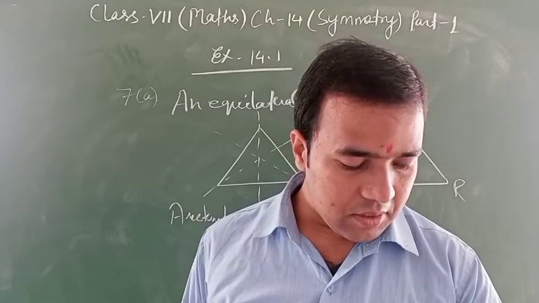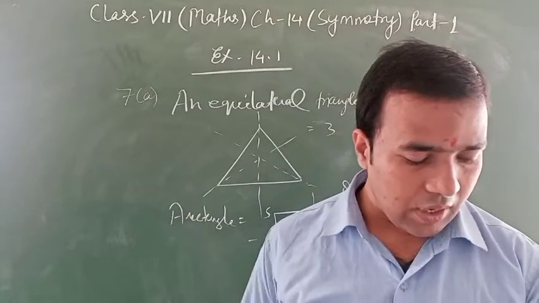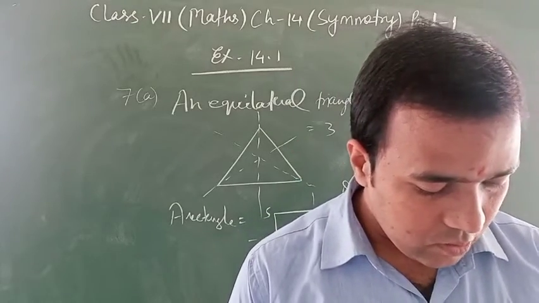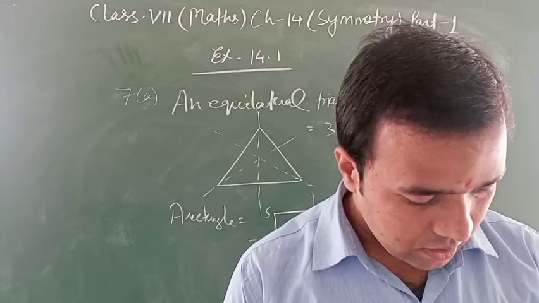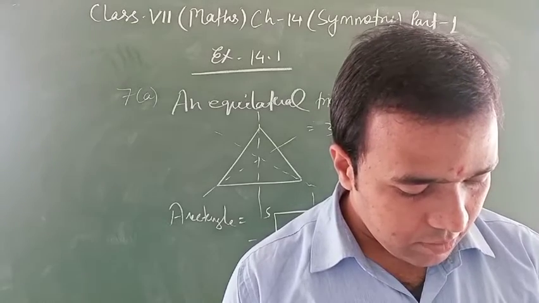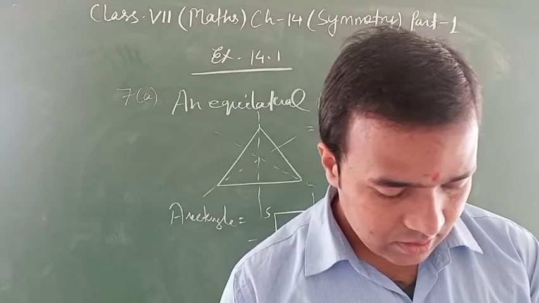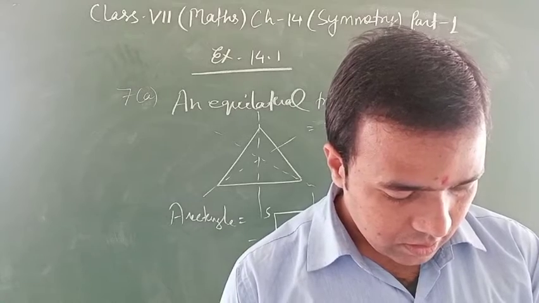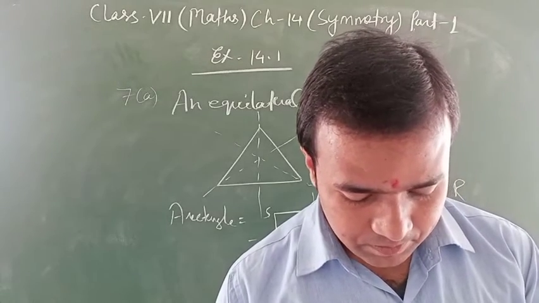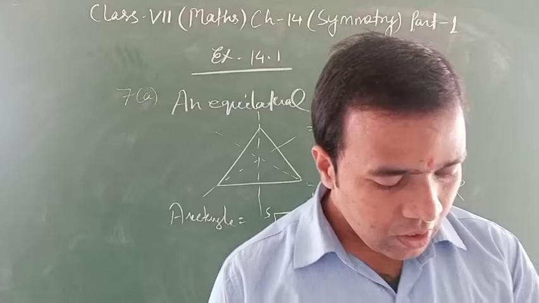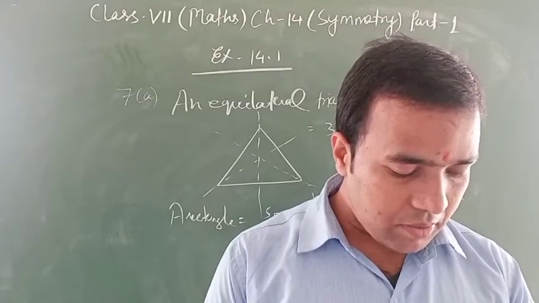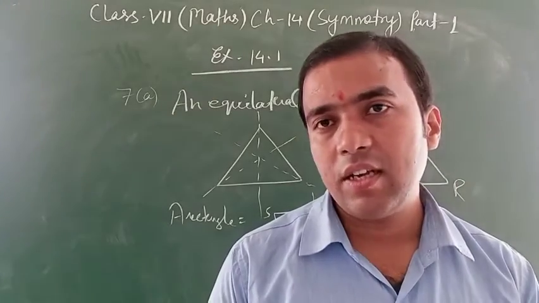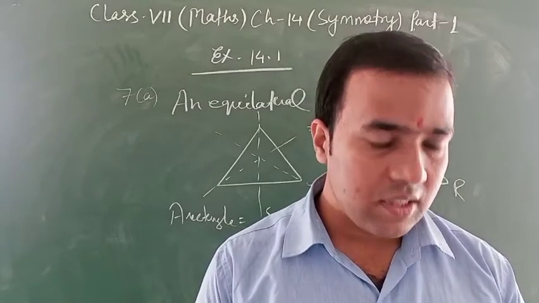A rectangle is symmetrical about each one of its sides, each one of its diagonals, a line joining the midpoints of its opposite sides, or none of these. Okay. So a rectangle is symmetrical about a line joining the midpoints of its opposite sides. Clear? It means option C is correct.